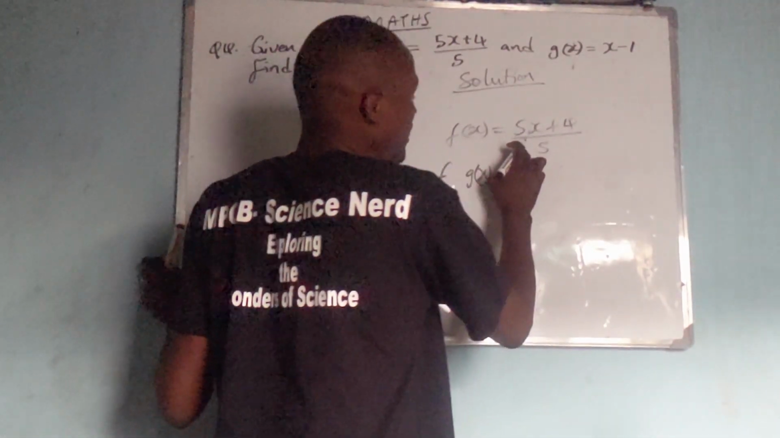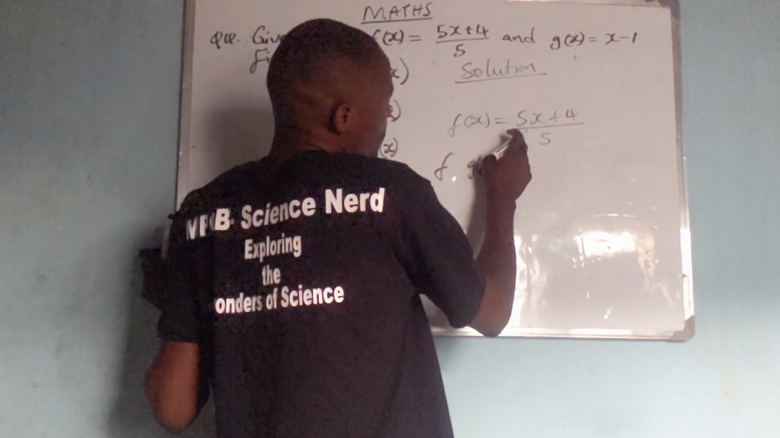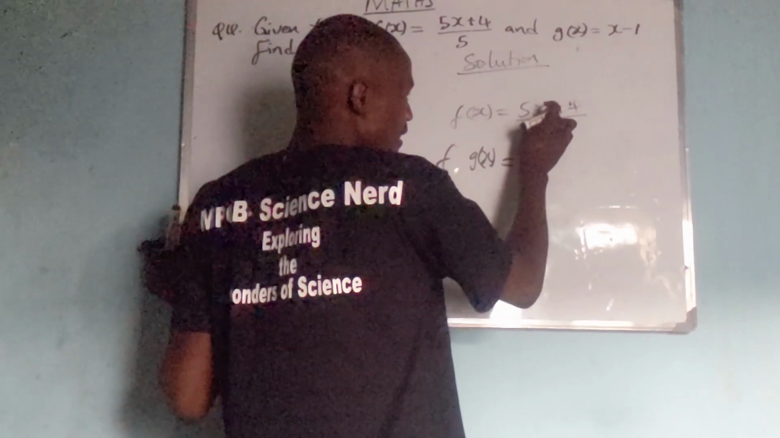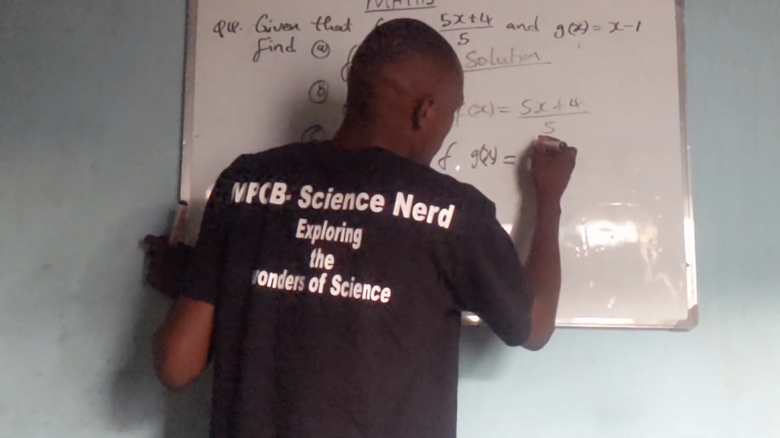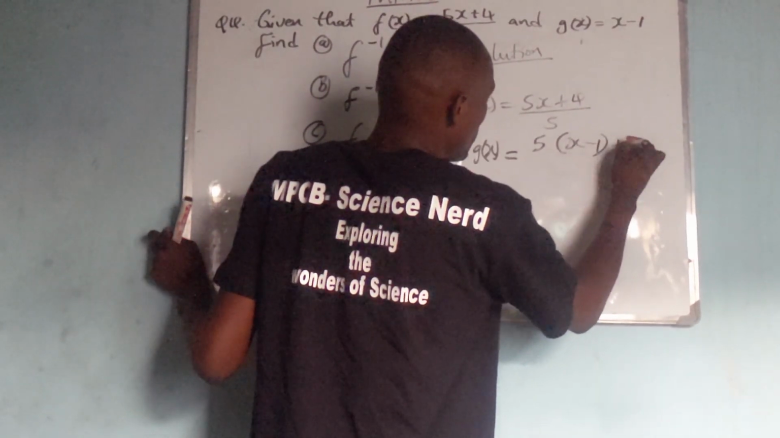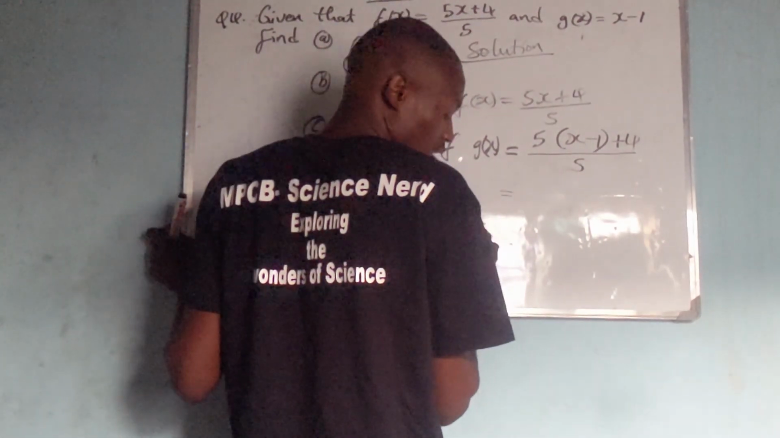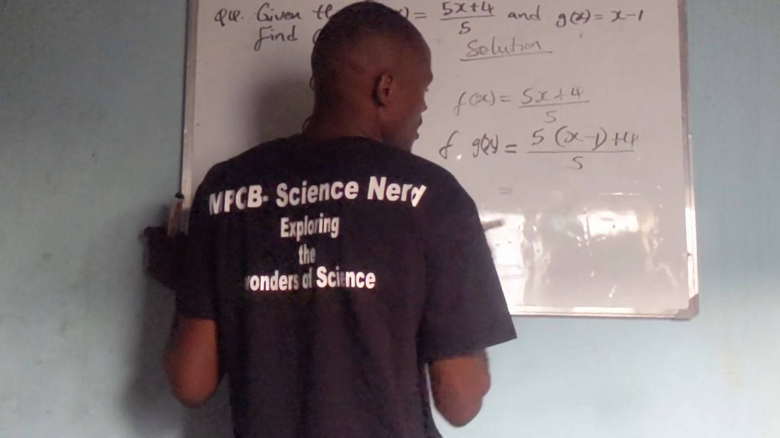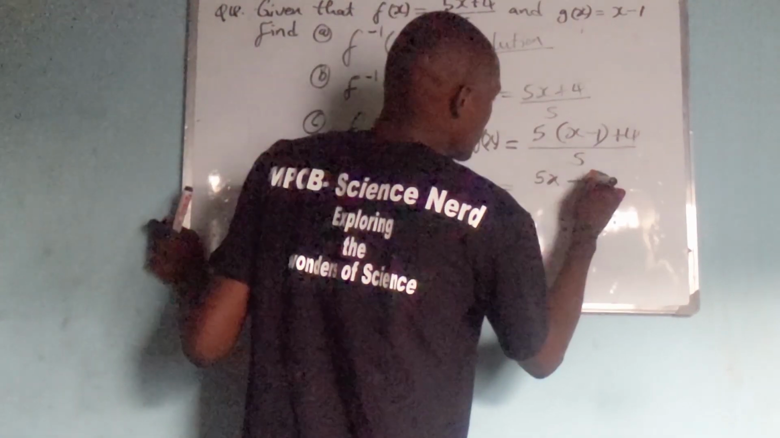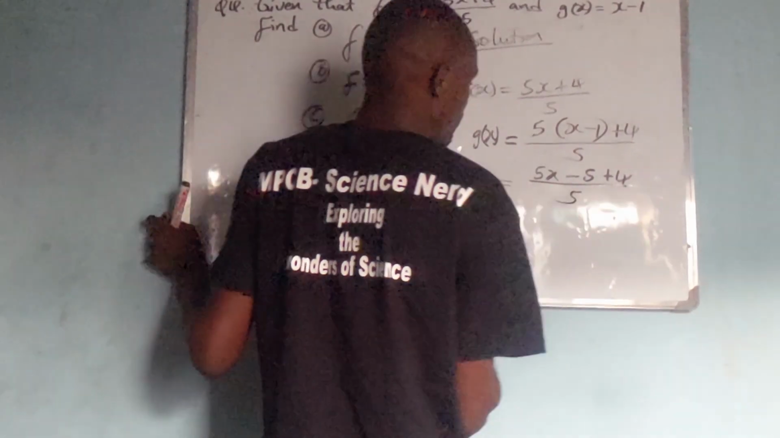Now, if we check in the function of f of x, we find that x is here. Therefore, we are going to replace this x by x minus 1. Hence, we'll have 5 open x minus 1 close plus 4 divided by 5. From there, we expand this part. 5 times x, which is 5x. 5 times negative 1, which is negative 5. Then plus 4 divided by 5.